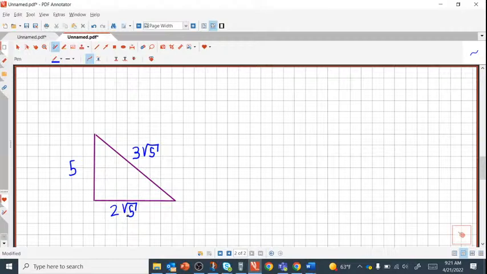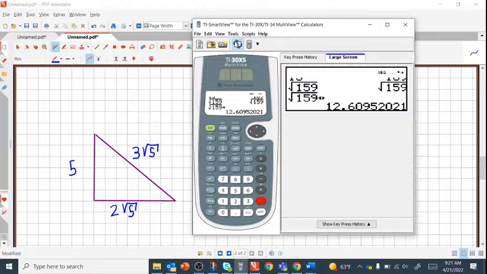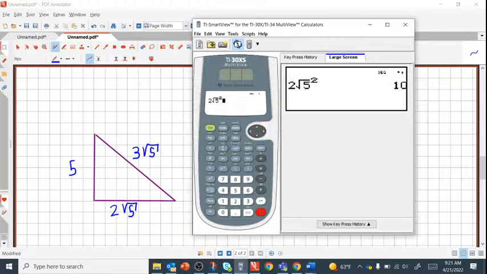Now, folks, a lot of people get in trouble here because they try to do 2 root 5 squared in their calculator, and it doesn't know how to do that. You're going to square it and say that's 10, but that's wrong. You have to put it in parentheses, or if you prefer, you can just do 2 roots of 5 times 2 roots of 5. And so the area there is going to be 20. And then 5 times 5, that's 25.